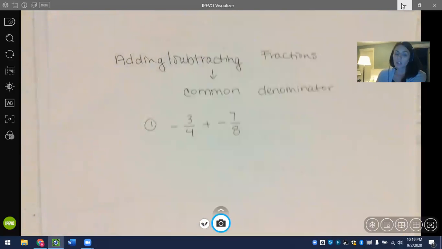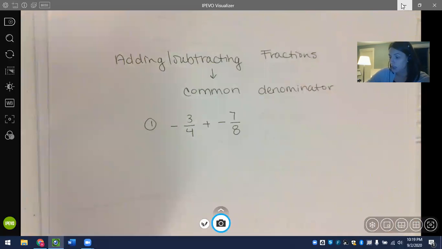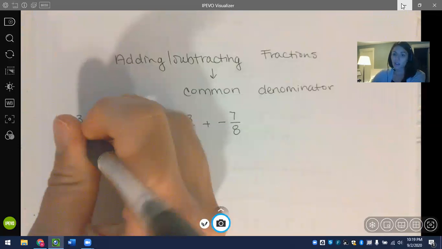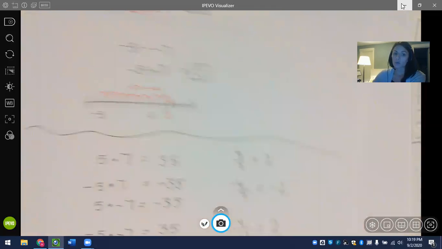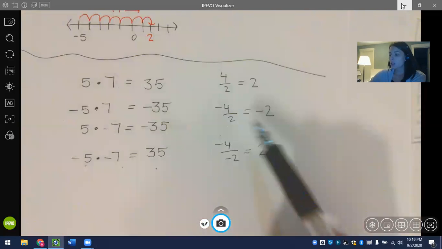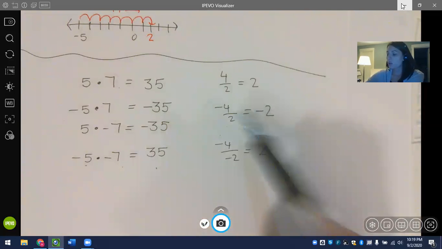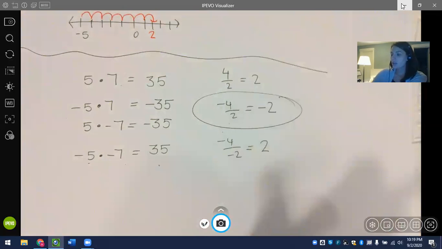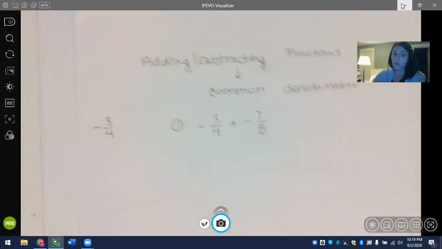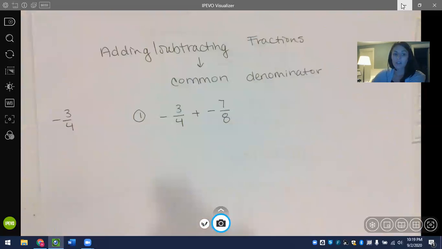So our first example here, we have negative 3/4 plus negative 7/8. First of all, sometimes students get tripped up when there's a negative in front of a fraction. If a fraction is negative, negative 3/4, I could really put the negative either in the numerator or the denominator. But if we go back to these rules with positives and negatives, we know that the only way it's going to be a negative is if one of the two numbers is negative. So for negative 3/4, what we don't want to do is make 3 negative and 4 negative.